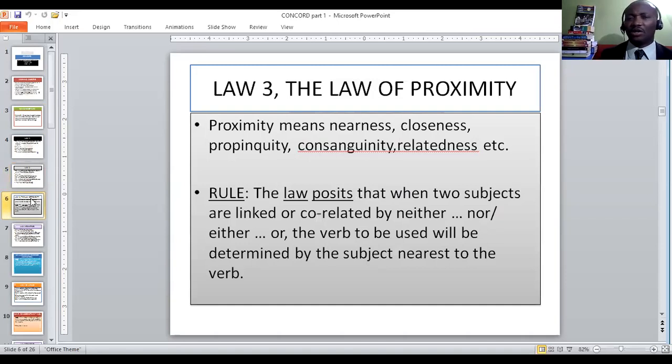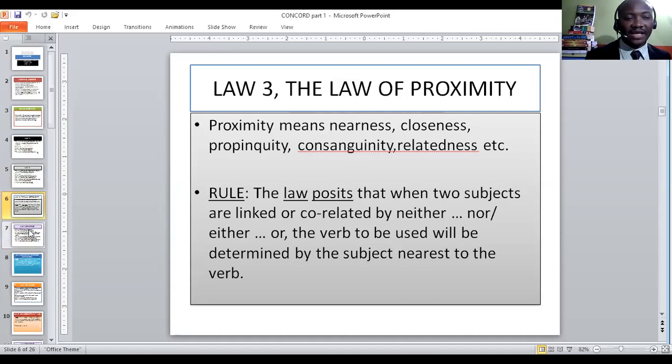Now, we're looking at the third law, which is called the law of proximity. Proximity means nearness, closeness, propinquity, consanguinity, relatedness, something that is blood related, close by. And what is the rule? The rule posits that when two subjects are linked or correlated by neither nor or either or, the verb to be used will be determined by the subject nearest to that verb. The subject nearest to that verb.